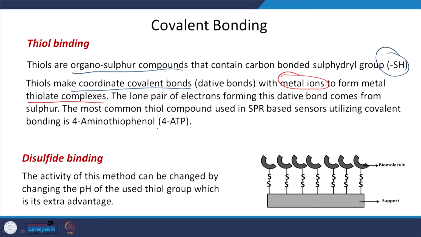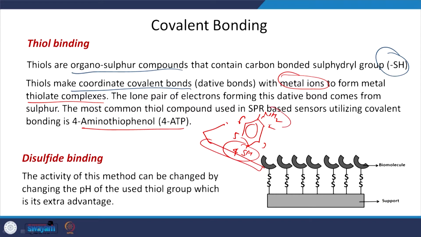So, people generally use 4-amino thiophenol, it has basically this kind of structure. One side you have SH, another side you have NH2. So, if you count from 1, 2, 3, 4, 5, 6, this is called 4-amino thiophenol. So, on the first one you have a metal surface here, and this NH2 is free for bonding of other molecules. Okay. Then you have disulfide bonds.